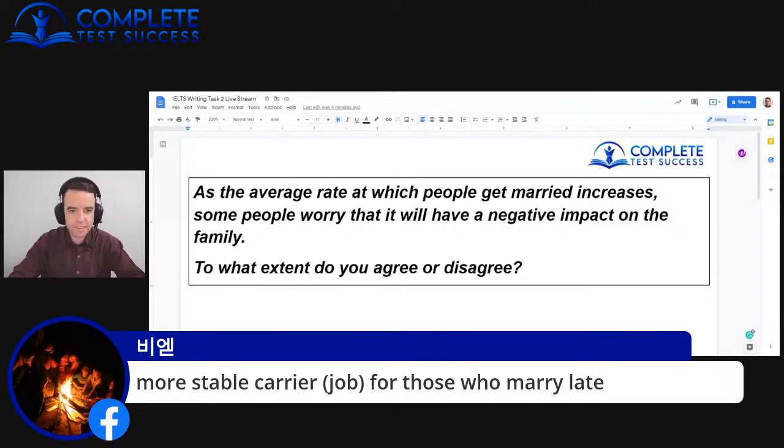Dominic, more stable job for those who marry late. So you are disagreeing with the question, and you're saying more stable job, and then how that will be good for the family we will discuss later. Yes, that is relevant and specific. Thank you, Dominic.